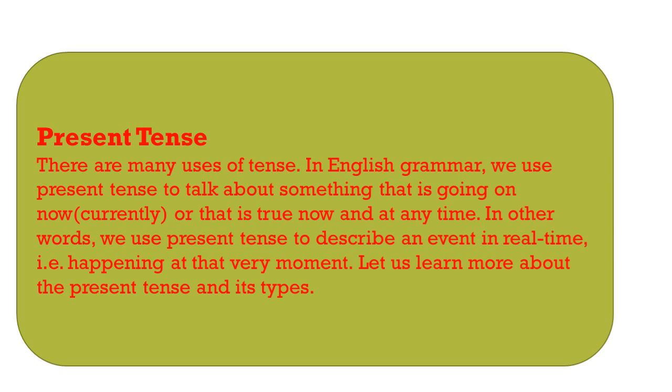Present tense. There are so many uses of tense. We use present tense to talk about something that is going on now, that means currently, or that is true now and at any time. The statement can't be changed. Anytime it is true. In other words, we use present tense to describe an event in real time, happening at that very moment. Now, let us learn in detail the present tense and its types.